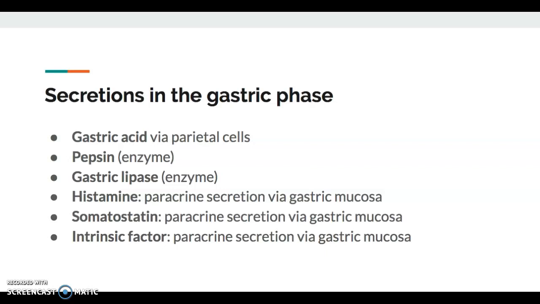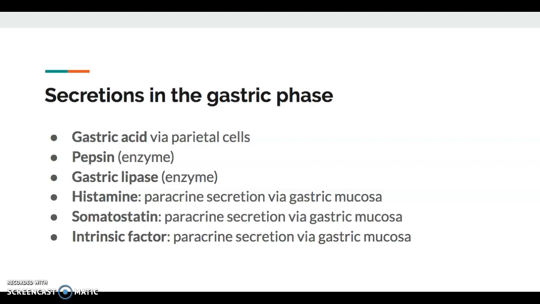So there are different secretions in the gastric phase of digestion. I simply typed them out here, but I'm going to talk about them in more detail as we go through them. So the first secretion in the gastric phase is gastric acid. The gastric acid is secreted by the parietal cells. The gastric acid's function is to activate pepsin and to kill bacteria.